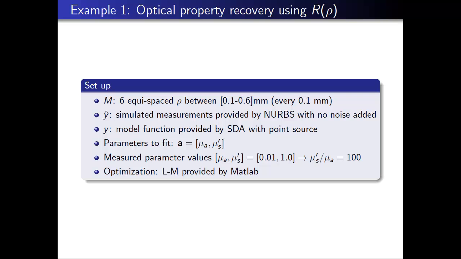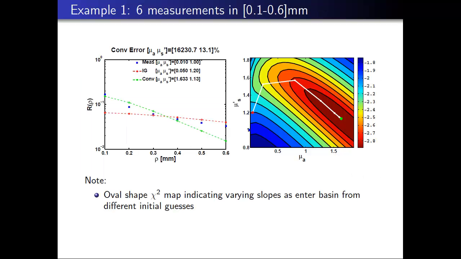And then we use Levenberg-Marquardt. So here's a plot of the initial guess, which is set at mu A equals 0.05 and mu S prime equal to 1.2. Here's what the actual value that we're searching for, the measure. Those are the blue. Our initial guess is the red. Here are our rho values. Here's reflectance.